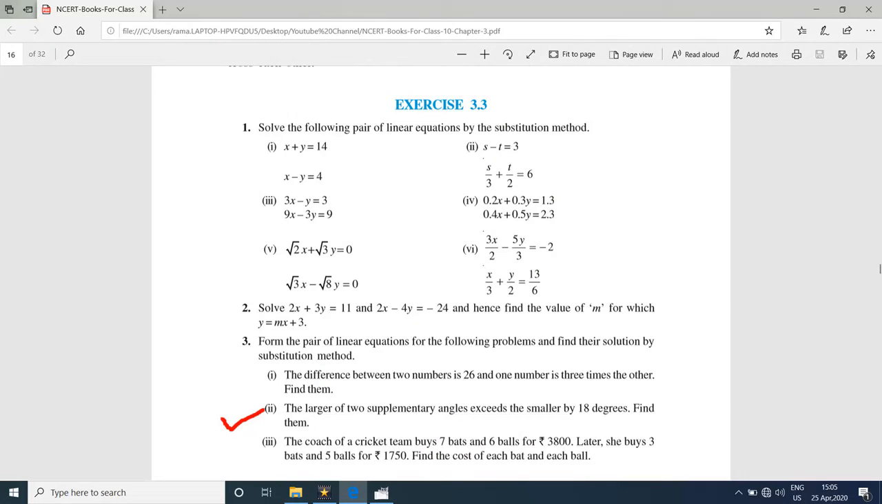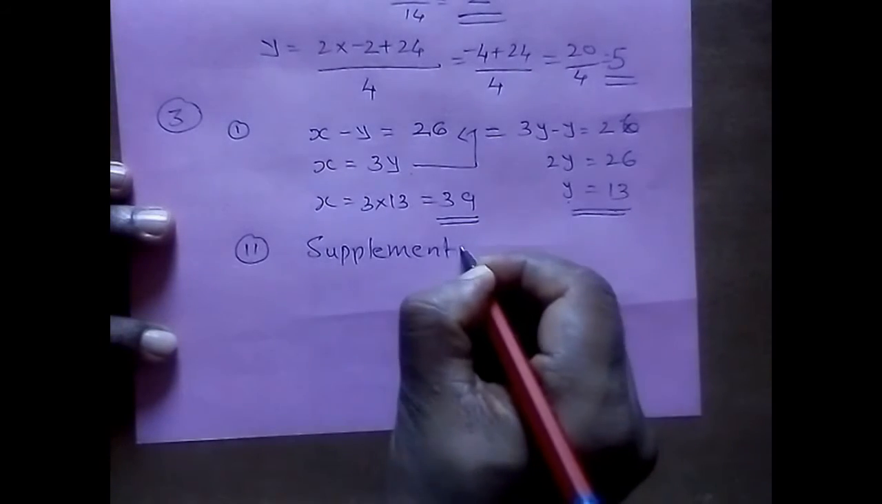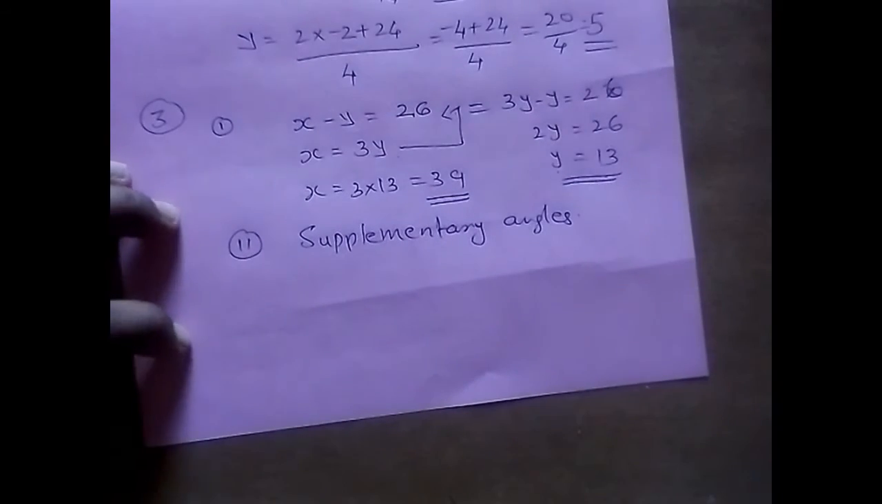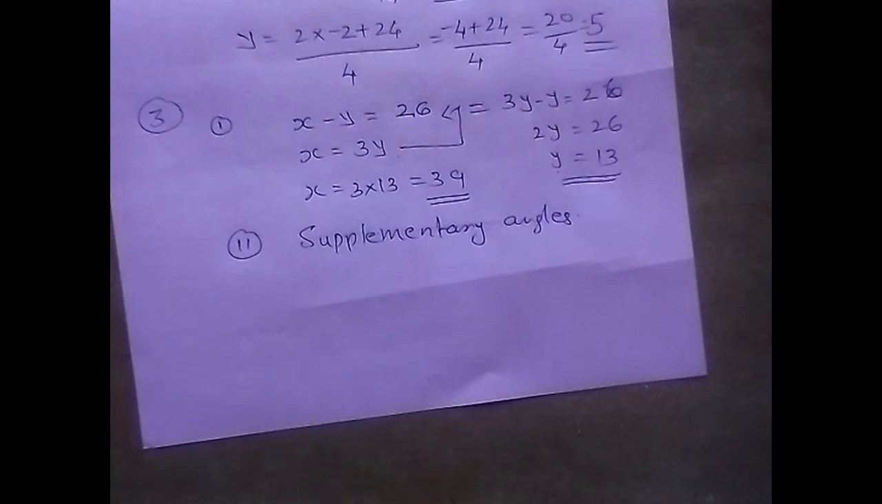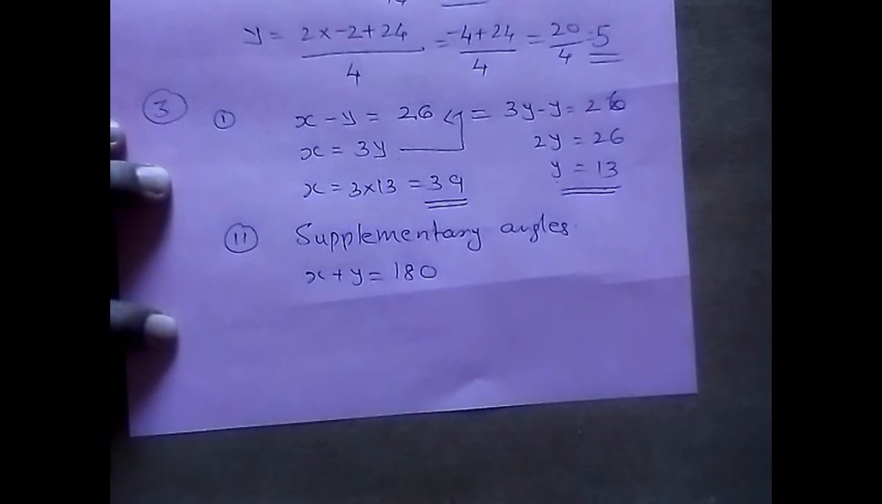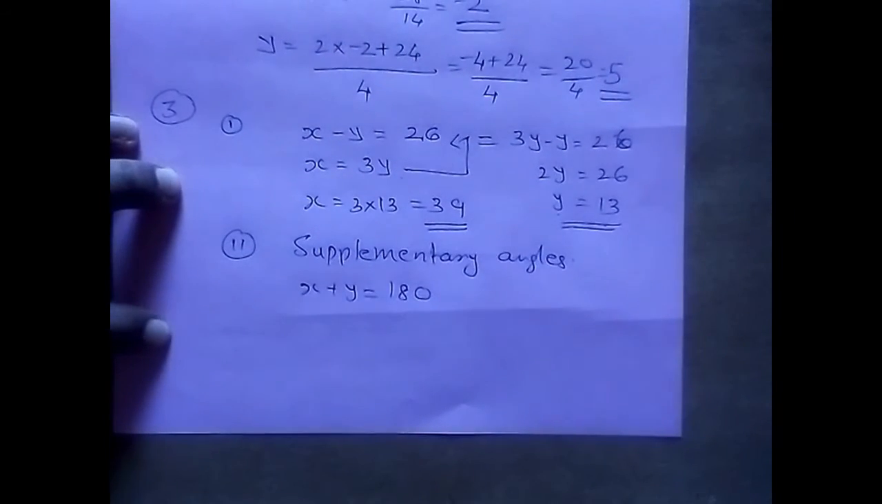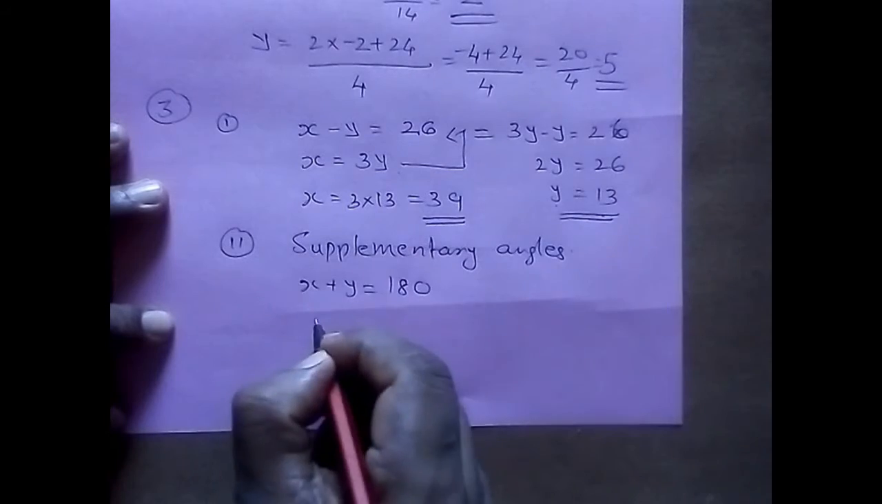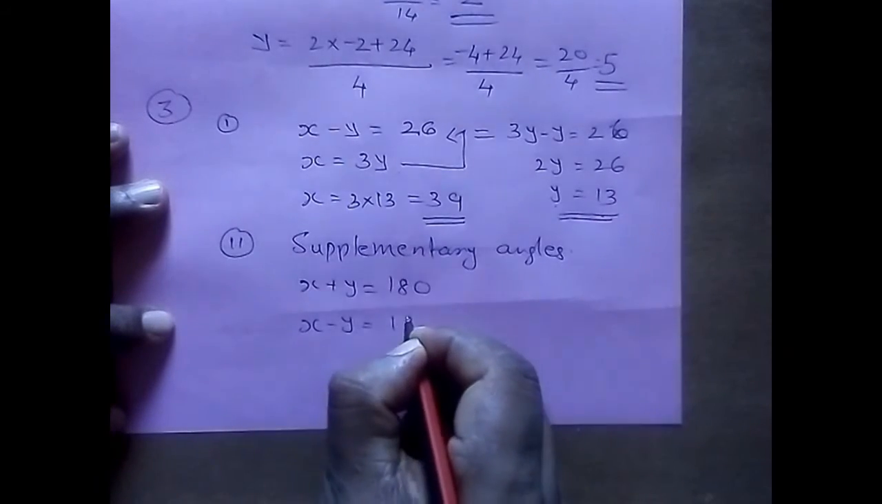Second sub question. The larger of two supplementary angles exceeds the smaller by 18 degrees. Supplementary angles means the sum of the angles is equal to 180. So there are two angles which are supplementary. That means x plus y equal to 180. If x and y are the angles, then x plus y is equal to 180. And it is given that the larger one exceeds the smaller by 18. We take x as the larger angle. So x minus y is equal to 18.